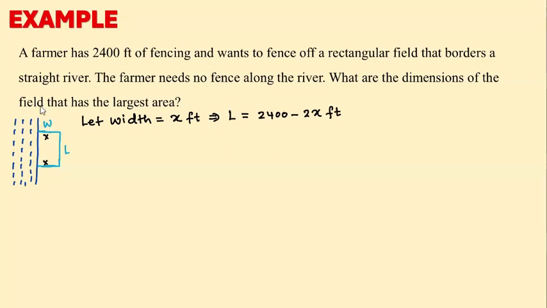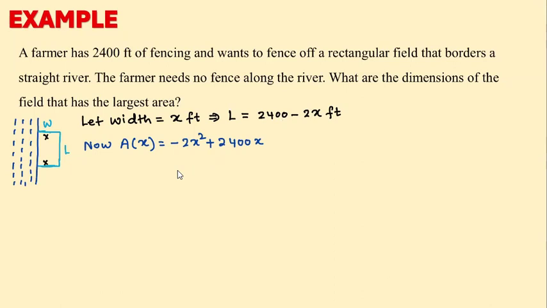What we have to do is find the dimensions, meaning we have to find the length and width of this field so that the area is maximum. So we want to maximize the area. Let's find the area in terms of X. Area is equal to length multiplied by width. So X times (2,400 minus 2X), which is negative 2X squared plus 2,400X. That is the area function. We want to maximize this.